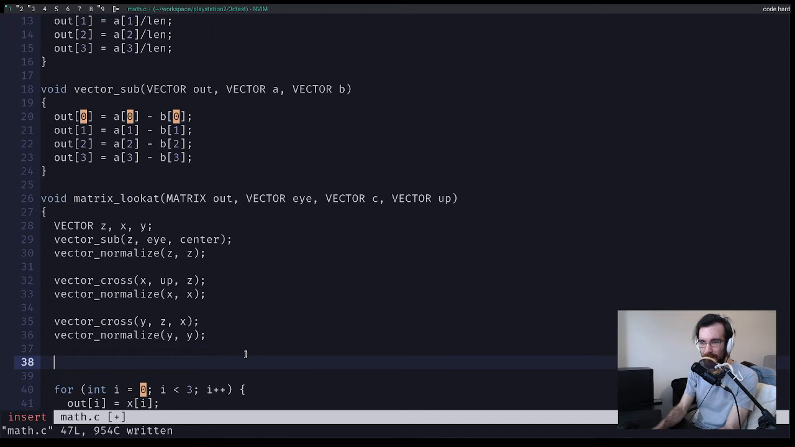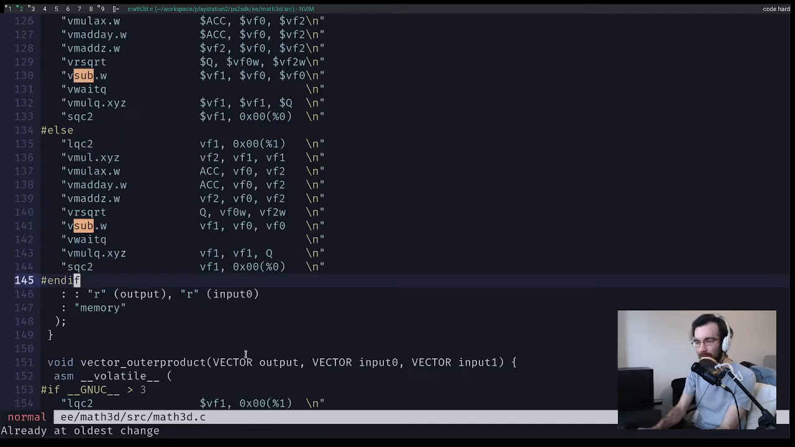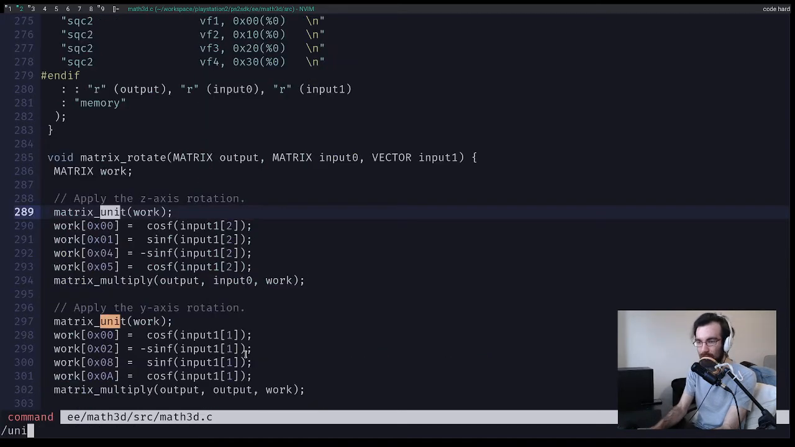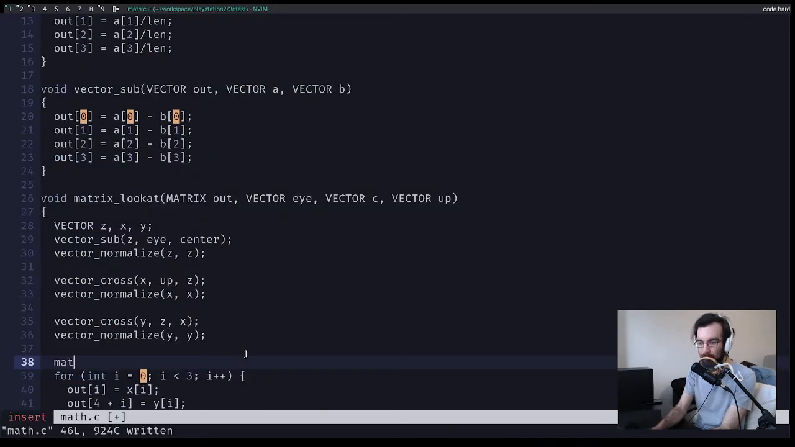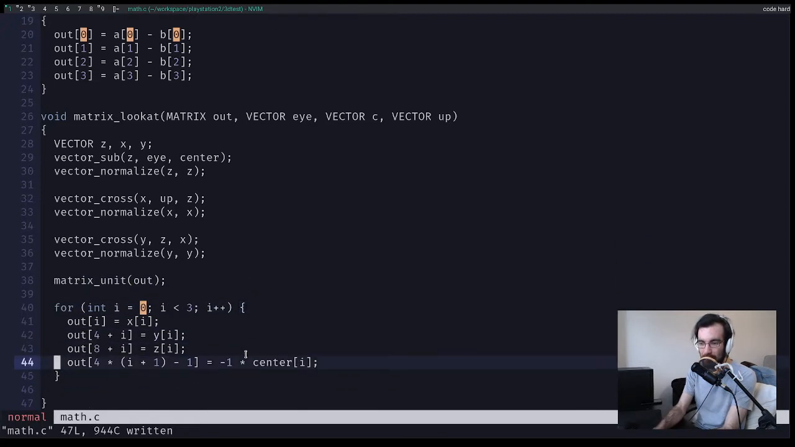Then we are going to go matrix out. Oh no, we don't have to, we already have an out matrix. Matrix unit out. Cool. So out I equals xi, and this is all going to be fine. These coordinates are good. This is nice and condensed. Center, yeah, cool. Let's see if this works.